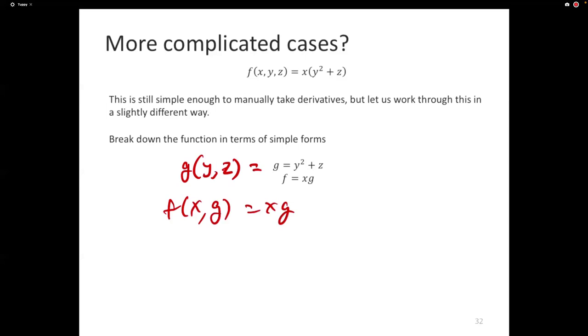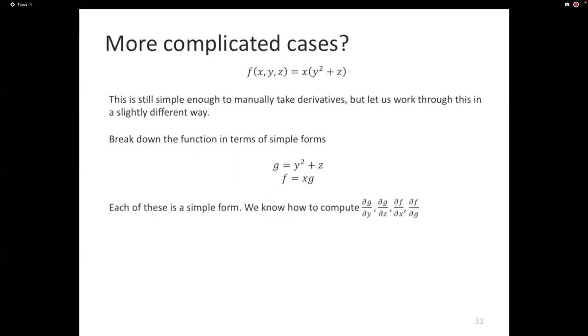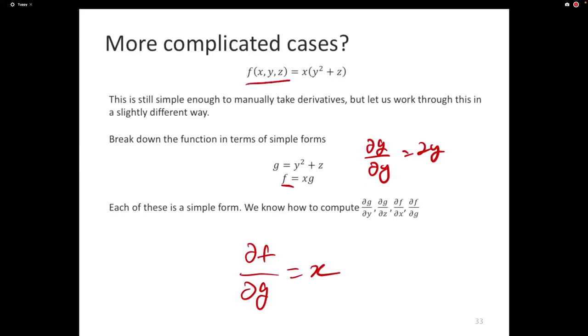Both of these are functions that take two inputs and produce a number. Each of these is simple. It's simple enough that I can calculate the partial derivative of that function with respect to each of its arguments. So I can calculate the partial derivative of g with respect to y, which is simply 2y, for example. I can calculate the partial derivative of f with respect to g, which is simply x. So far, so good. Do you also agree that the f at the bottom is the same function as f at the top?